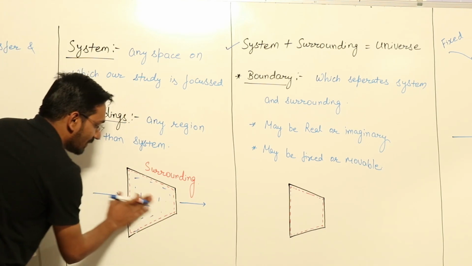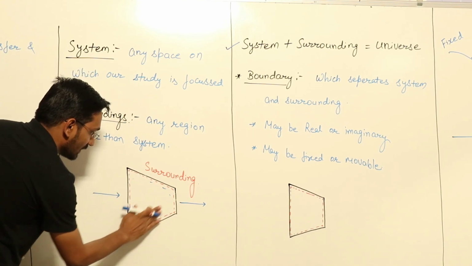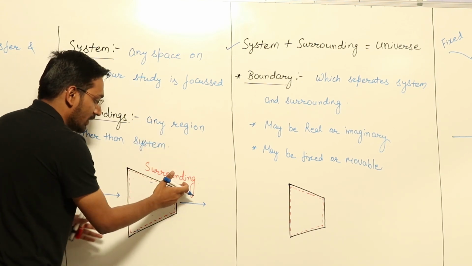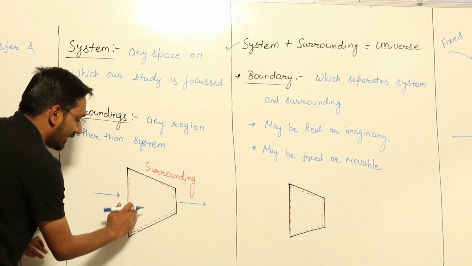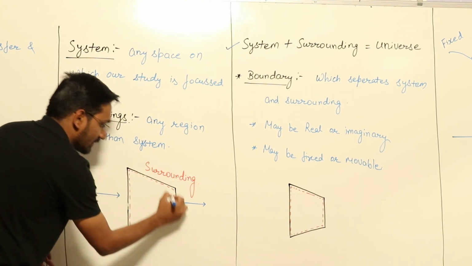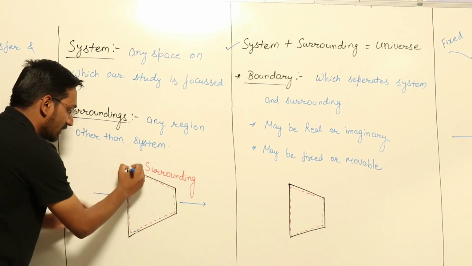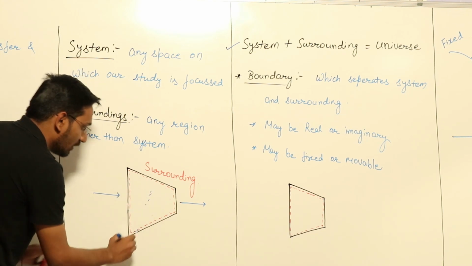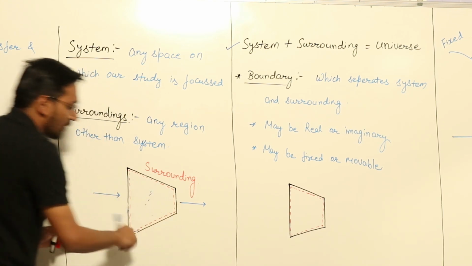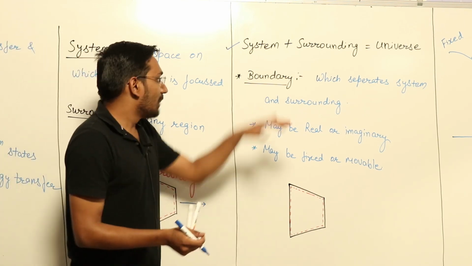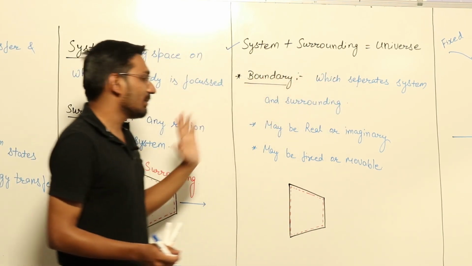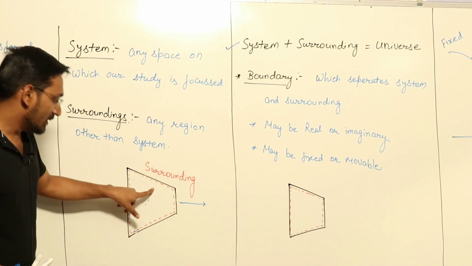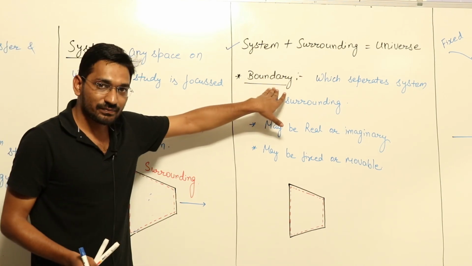Now, if this is the case, the red dotted line is your system, and other than this, outside, is surrounding. So system and surrounding are divided with the help of these dotted lines. The area inside this dotted line is my system. These dotted lines are known as your boundaries. A boundary separates system and surrounding, and you define a system with the help of these boundaries.